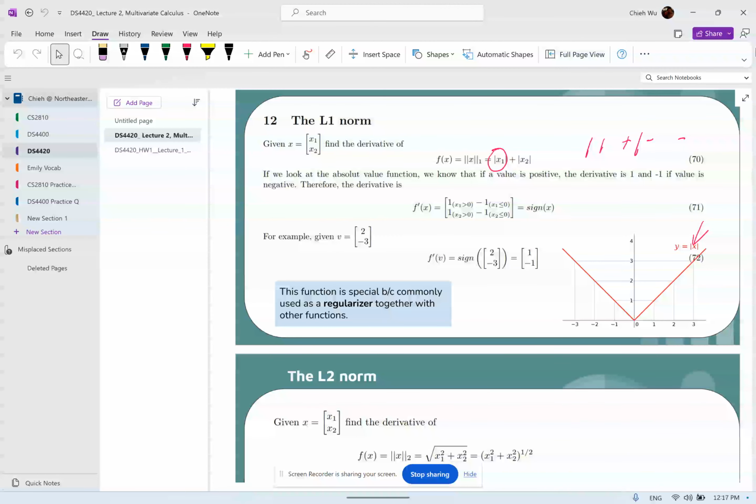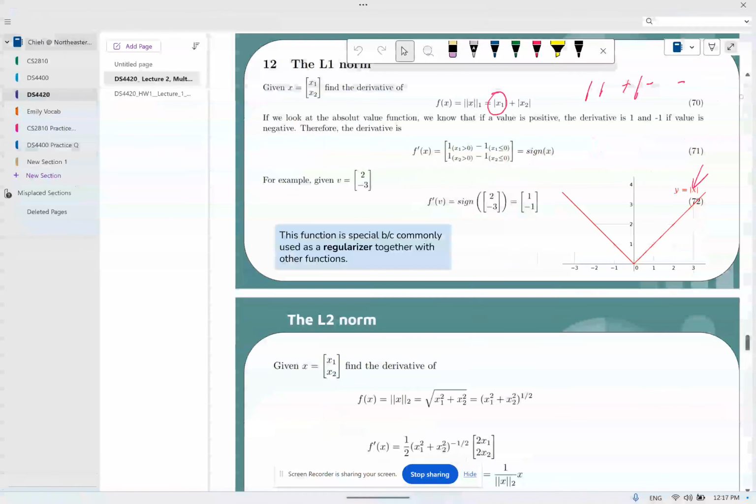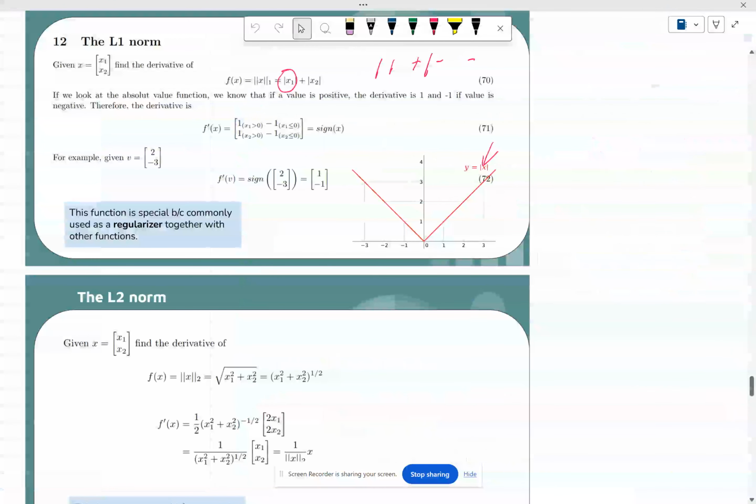All right, let's go back to part 3. We're going to just do lots and lots of examples. So we previously did the L1 norm. Now we're going to do the L2 norm. The way you write the L2 norm is with a 2 here.